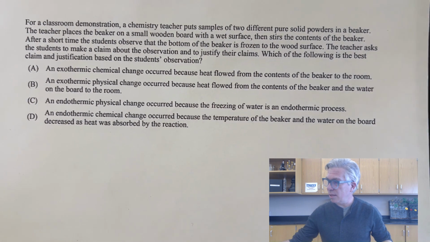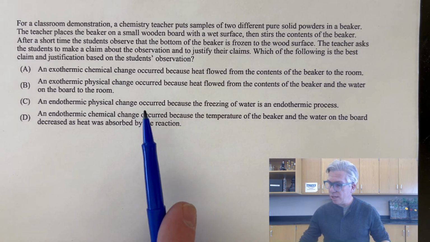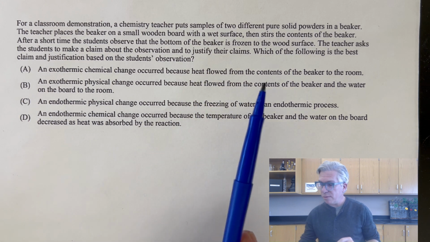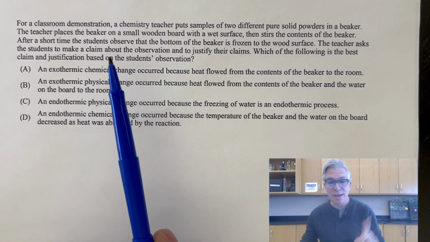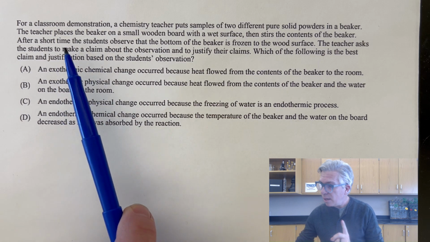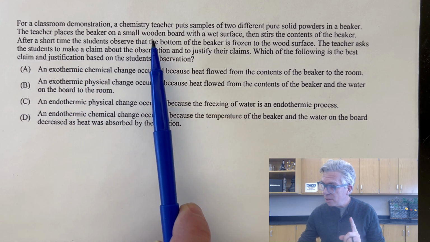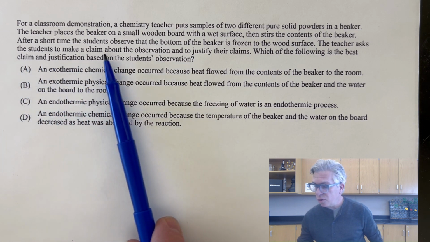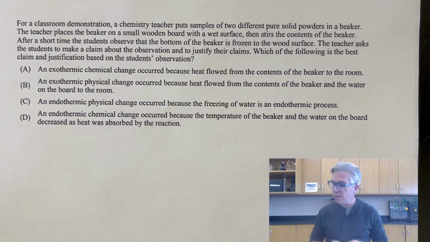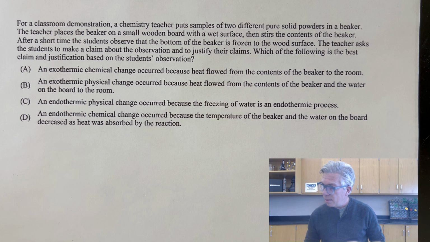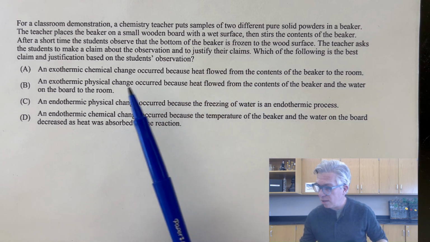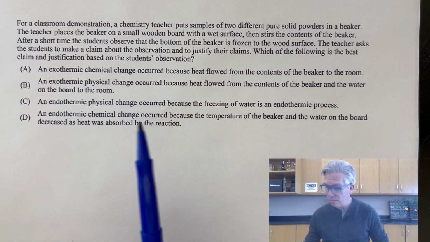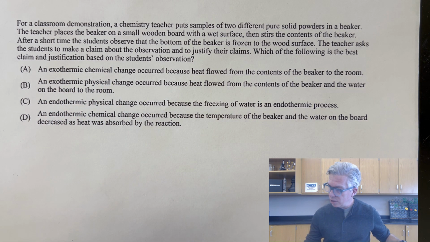All right, next one. Look at all the words on this one. For a classroom demonstration, a chemistry teacher put samples of 2 different pure white solid powders in a beaker. I actually did this demo a couple weeks ago. The teacher places the beaker on a small wooden board with a wet surface, then stirs the content of the beaker. After a short time, the students observe that the bottom of the beaker is frozen to the wood surface. The teacher asks the students to make a claim about the observation and to justify their claims. Which of the following is the best claim and justification based on the students' observation?